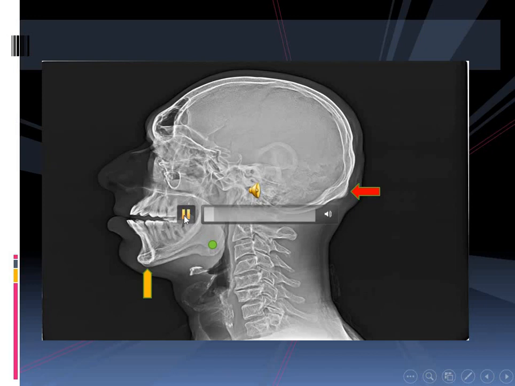Another example of the acromegaly is shown in this lateral X-ray of the skull, in which we can see there is an area of widening in the mandible angle, which is demarcated by the green spot. Also, prominent anterior chin, which is seen at the yellow arrow, and posteriorly there is a prominent occipital protuberance, which is seen demarcated by the red arrow.